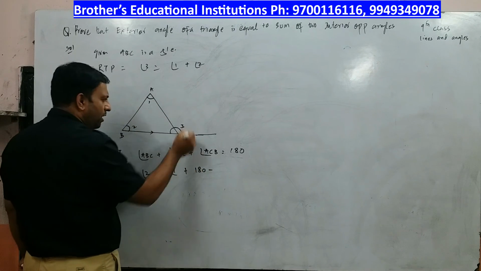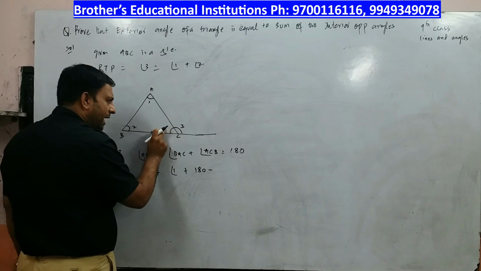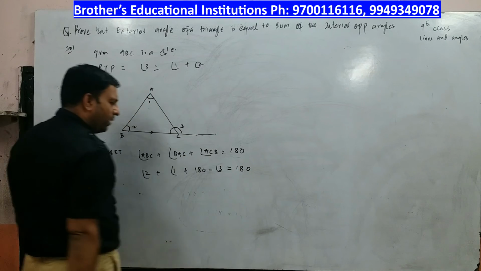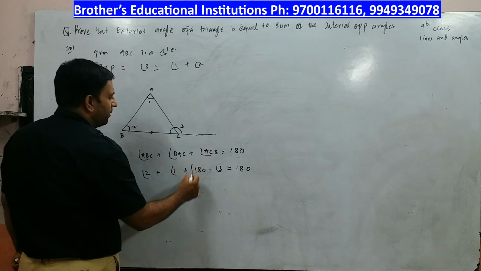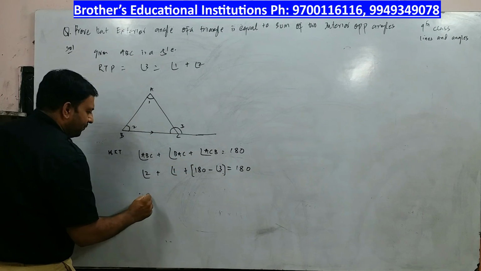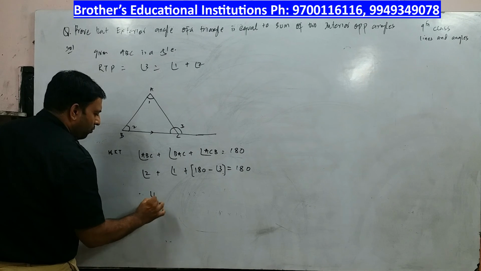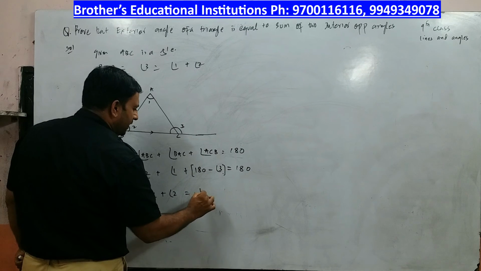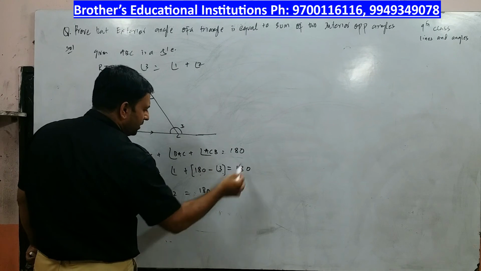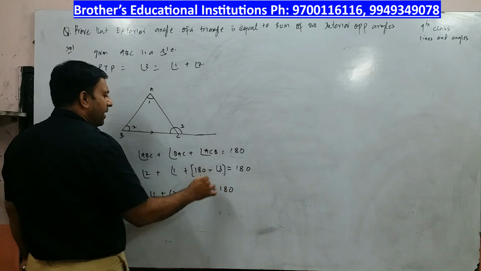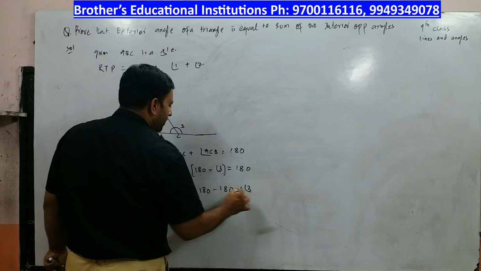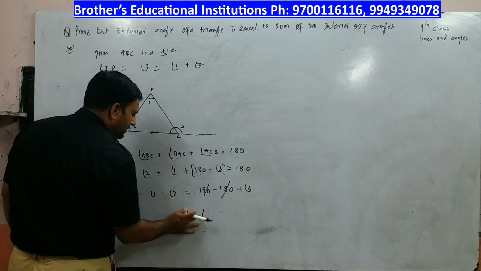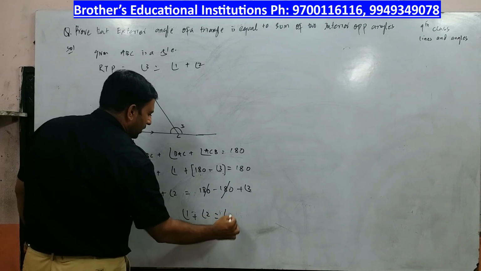This angle on a line is 180 degrees. So ACB is equal to 180 minus angle 3. So, next step, angle 1 plus angle 2 is equal to, everything will go that side, 180 minus, this 180 will become minus 180, and minus angle 3 will become plus angle 3. Now plus 180 and minus 180 cancel. Angle 1 plus angle 2 is equal to angle 3.